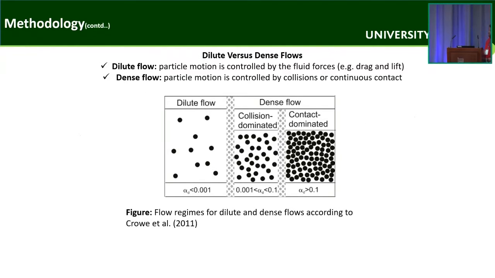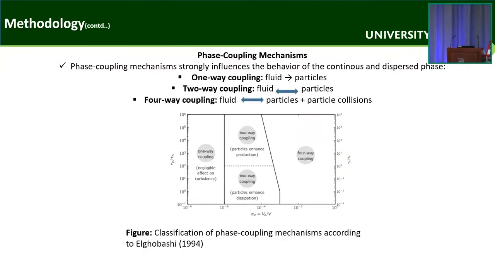So here I just summarize the difference between dilute flow and dense flow. I know you already know it. Basically, in dilute flow, particle motion is controlled by the fluid forces, that is drag and lift, and in dense flow, particle motion is controlled by collisions and continuous contact. And here are the coupling mechanisms: one-way coupling, two-way coupling, and four-way coupling. I have completed the one-way coupling, and now my simulation is running for the four-way coupling.